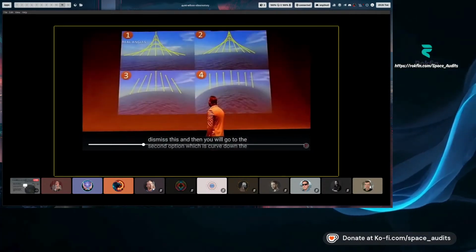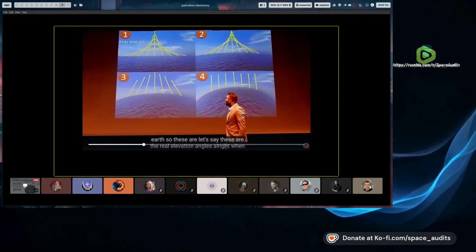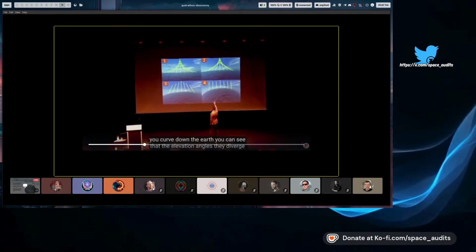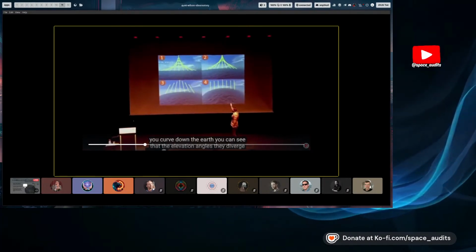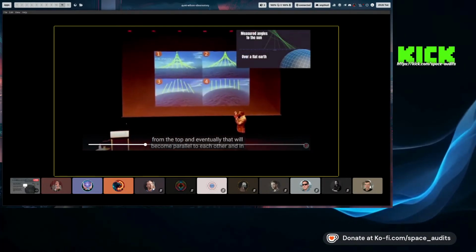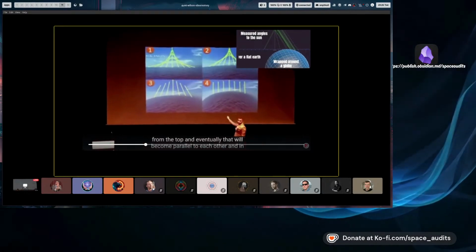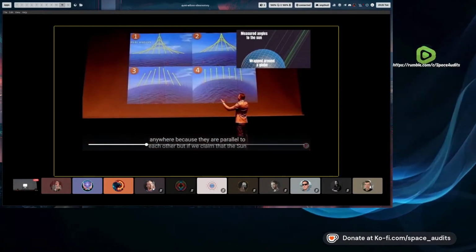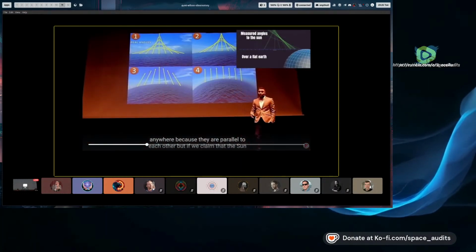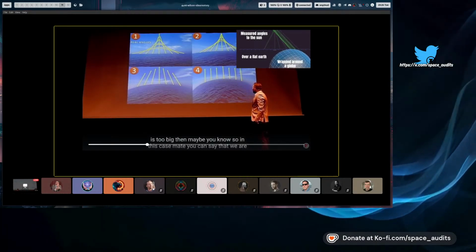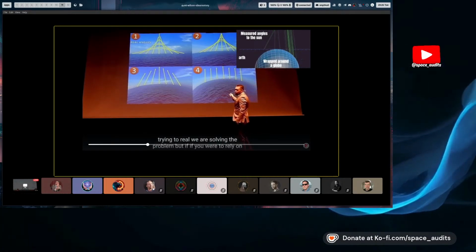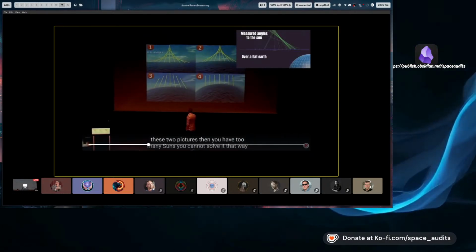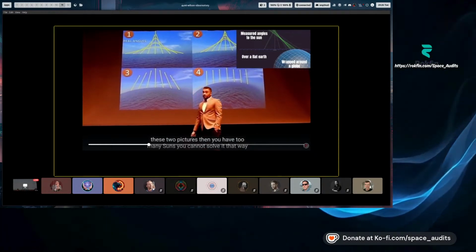And then you will go to the second option, which is curve down the Earth. Let's say these are the real elevation angles. When you curve down the Earth, you can see that the elevation angles diverge from the top, and eventually they will become parallel to each other. In this case, we will have one sun, because all these lines will never intersect anywhere, since they are parallel to each other. But if we claim that the sun is too big, then maybe. So in this case, you can say that we are solving the problem. But if you rely on these two pictures, then you have too many suns. You cannot solve it that way.